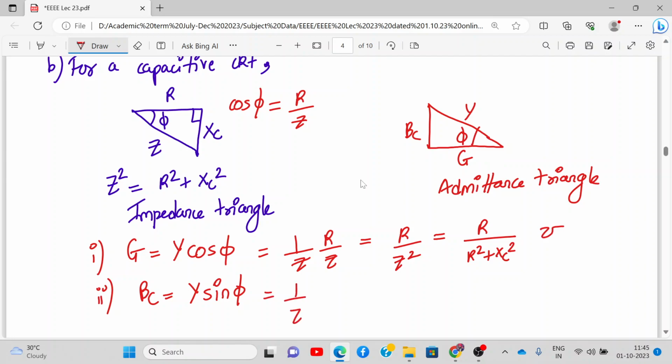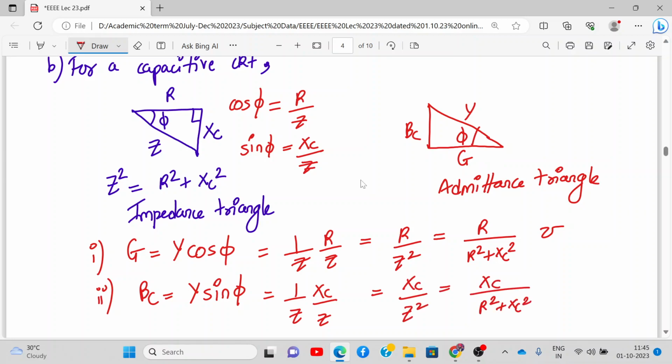Similarly, Y is 1 upon Z. Sin phi, if you check over here, from the geometry of the circuit, will be XC upon Z. So that will be XC upon Z square, that is XC upon R square plus XC square. Alright, so we have found the values, and what will Y be given by? Y square will be BC square plus G square. So this is the way, if we know the impedance triangle parameters, we can easily find the admittance triangle parameters G, BC and Y. Understood? So this is the way we can solve it by the admittance method.